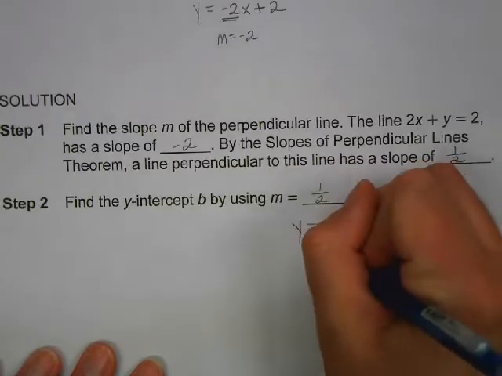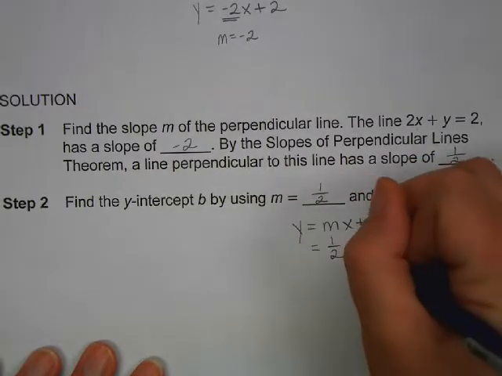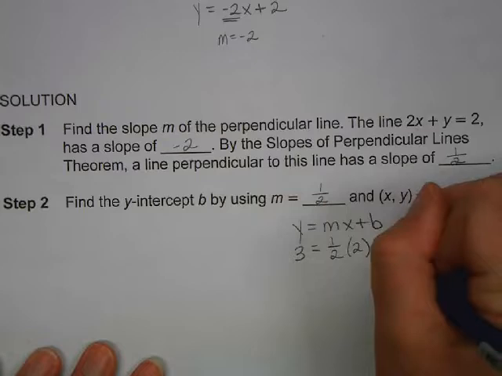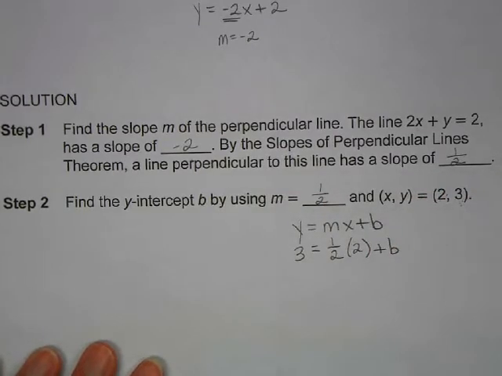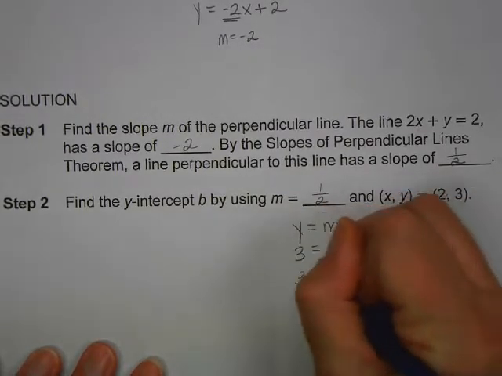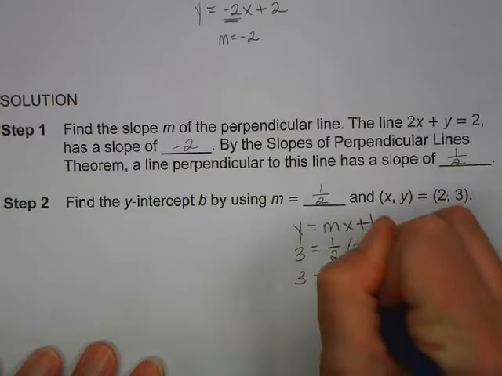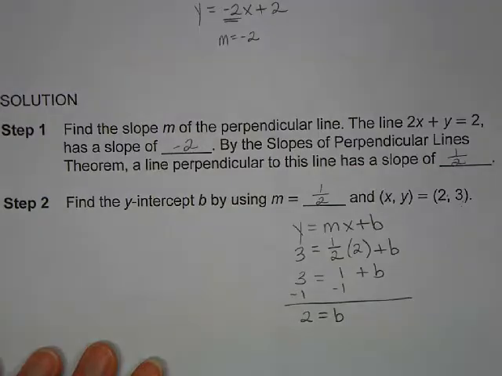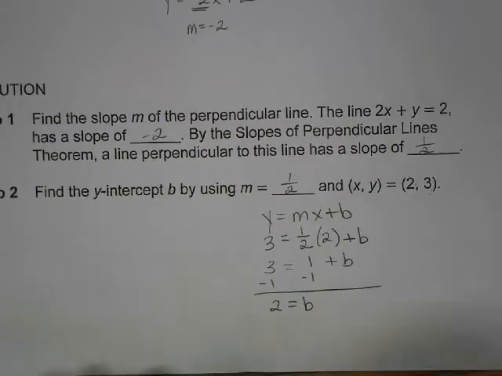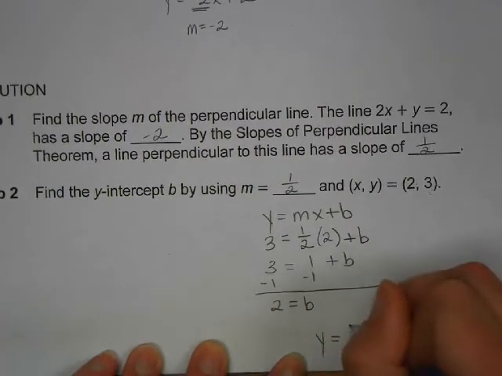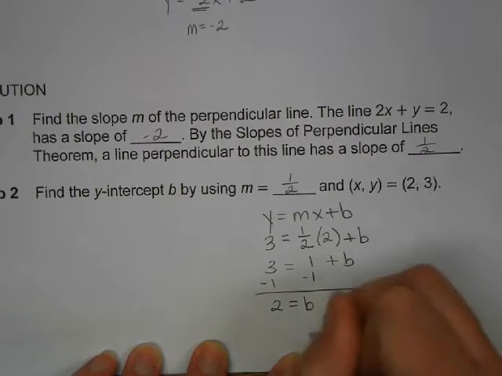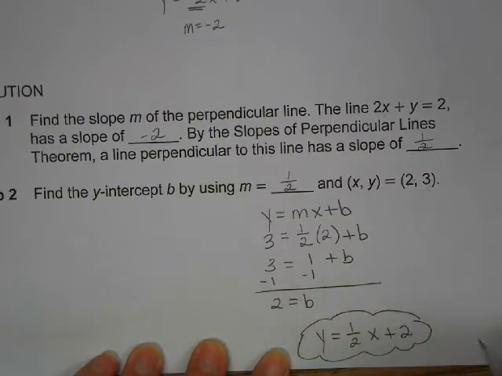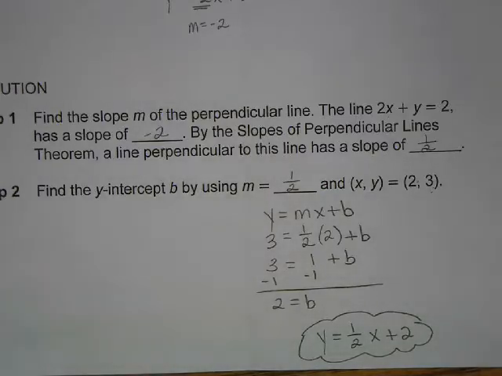So you're going to substitute 1/2 in for m. X is 2, y is 3. And you're going to solve the equation for b. So 1/2 times 2 is 1. Solve this equation for b. B is 2. So the equation of this perpendicular line is y equals 1/2 x plus 2. And again, this should look very, very familiar because you did this last year in algebra.